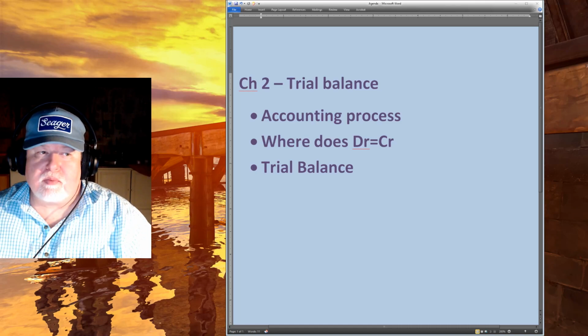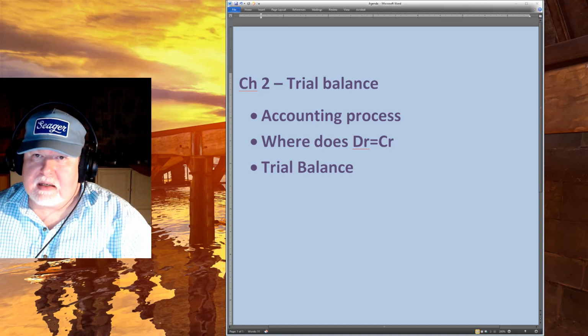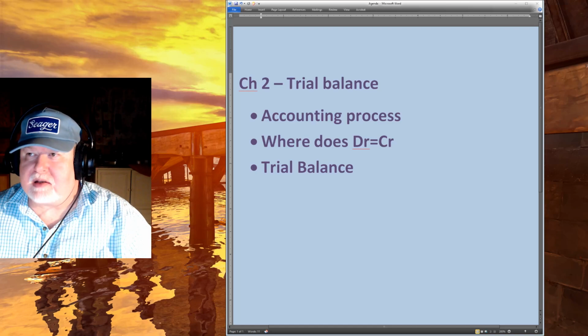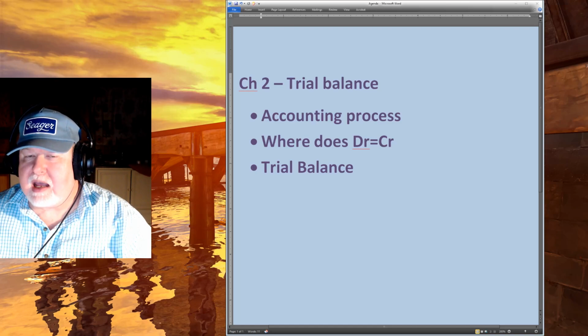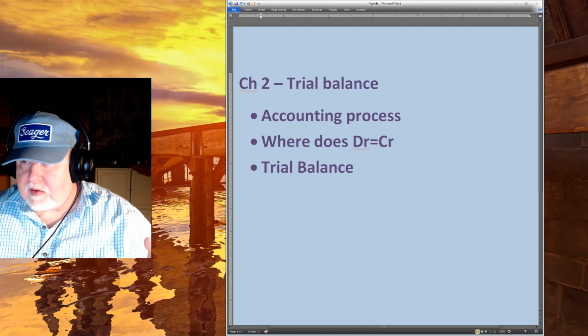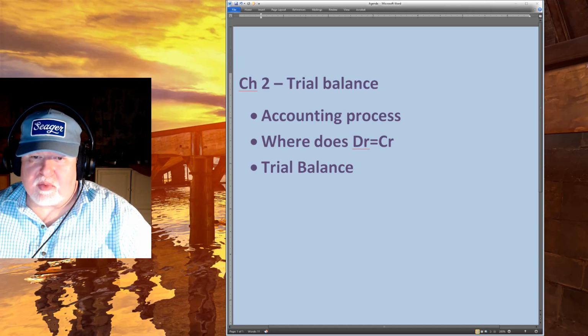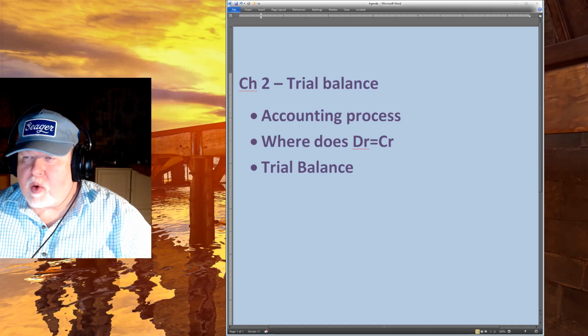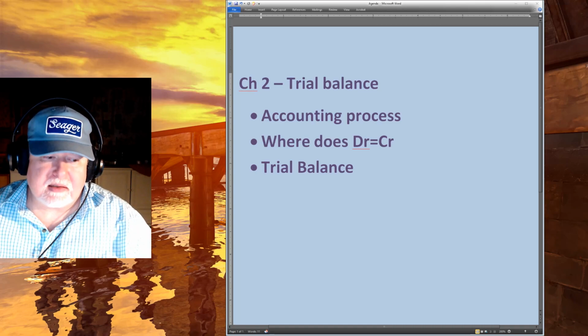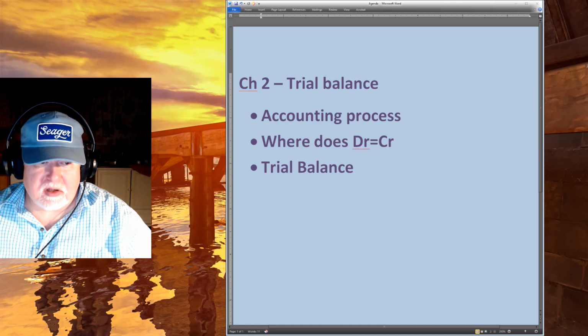Okay, the third part of this chapter 2. We're going to look at the trial balance. We're going to look at all the entries that we've made and combine them into the fourth type of format, which is a trial balance. So we'll look at the accounting process, have a word about debits and credits and where they should balance, and then look at the trial balance. Okay, let's go ahead and move into this.